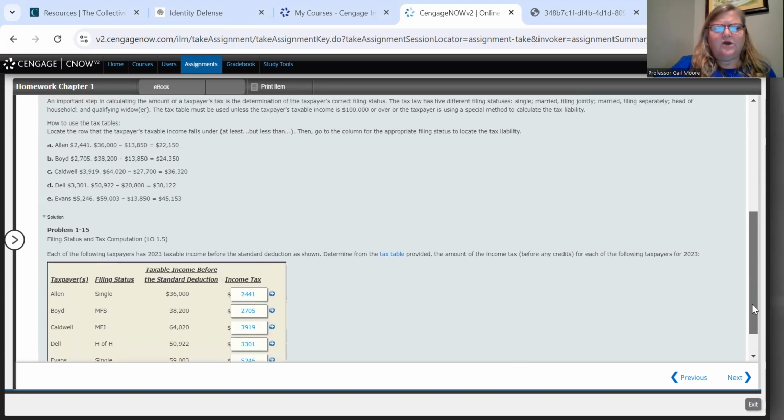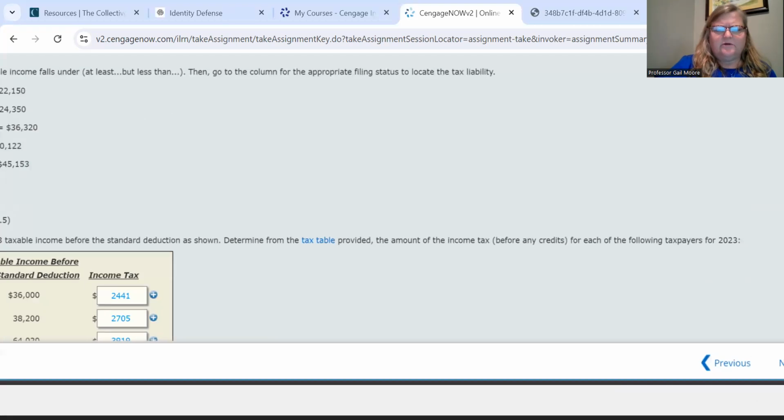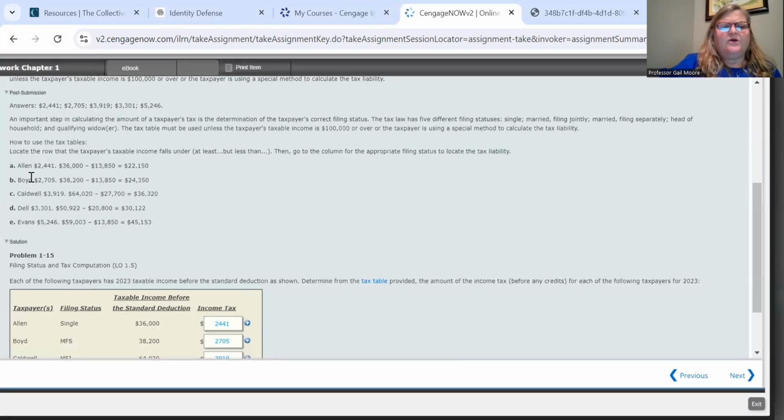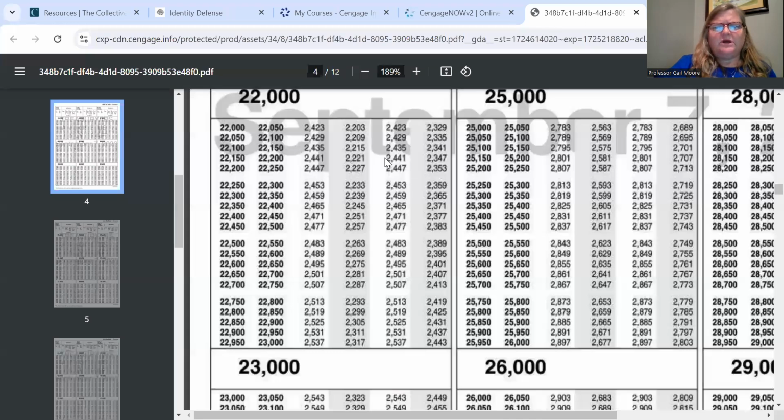And if you go down here, I'll try to make this a little bigger for you. So right here, Alan is single. He had $36,000 in taxable income before the standard deduction, but then you have to take a $13,850 standard deduction, which means his taxable income is $22,150. Now, if you look here, I just went ahead and clicked on the tax tables, 22,150. We're going to look right here.